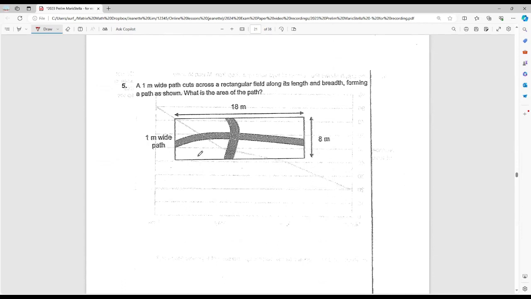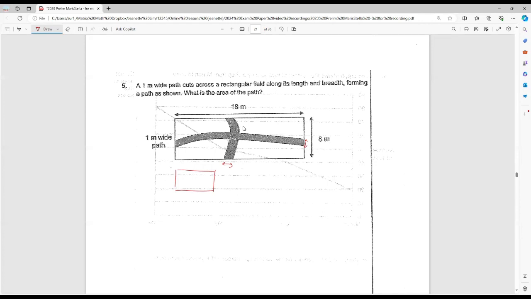Question 5. A 1 meter wide path cuts across a rectangular field along its length and breadth, forming a path as shown. What is the area of the path? Now it seems like we would not be able to find the area of curvy lines, right? But we don't need to. We have to just close up this gap here. Close it up and close it up. What you end up with is actually just a full rectangle. Okay, if you close the gaps, you just end up with a full rectangle.